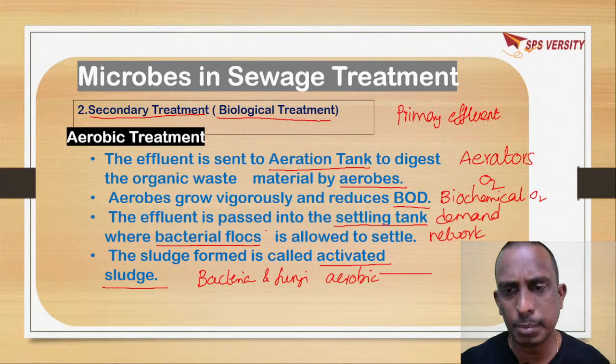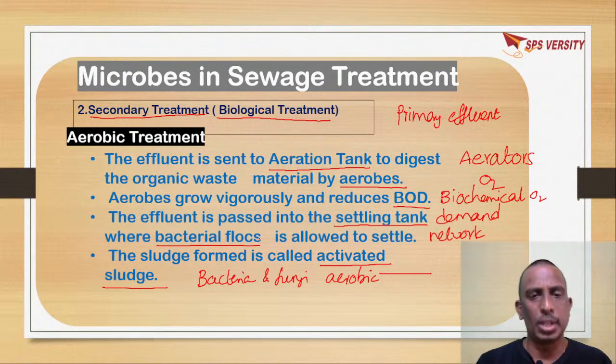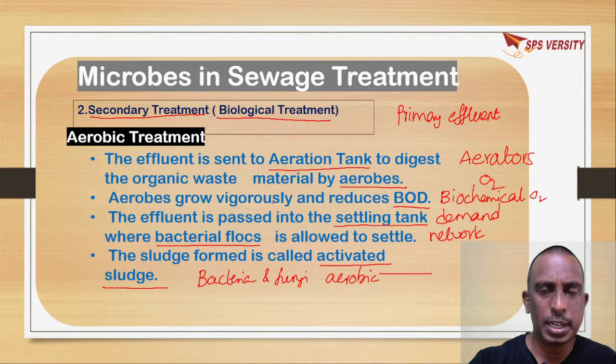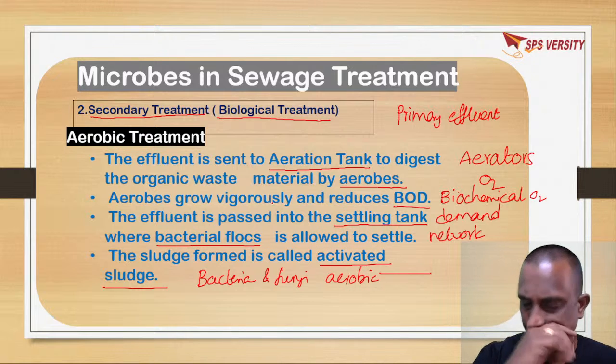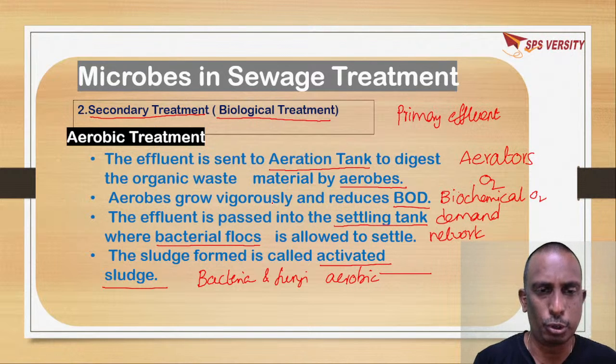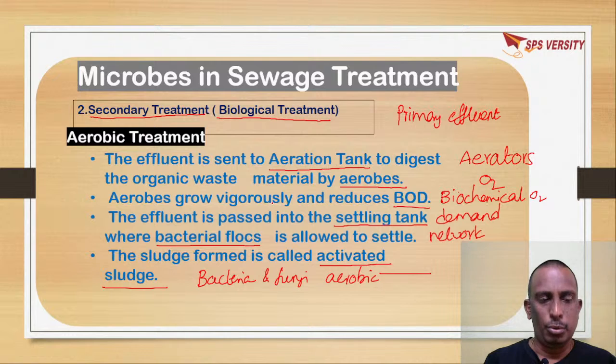Here the term comes, biochemical oxygen demand, BOD. If the BOD value of sewage is high, the pollution is also high. If the BOD value is low, the pollution is less. That means BOD values indicate the levels of pollution. High BOD values, high pollution. Low BOD values, low pollution. The full form of BOD is biochemical oxygen demand.